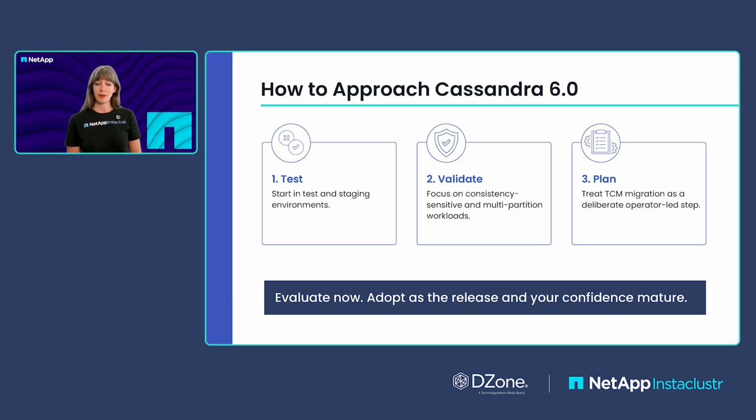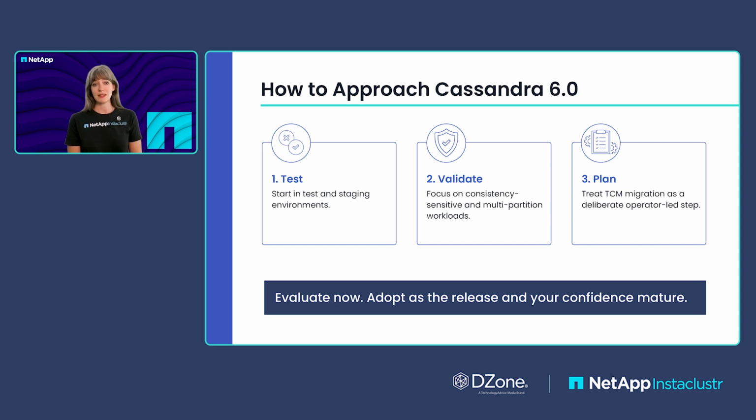So who should be looking at Cassandra 6.0 right now? This is the time to evaluate, not to rush production cutovers. The release is approaching. Instaclustr will offer it first as a preview, and capabilities like Accord are still maturing. So teams with consistency-sensitive or multi-partition workloads should start and test in staging, get familiar with the new behavior, and plan production adoption as both the release and their confidence in it mature.